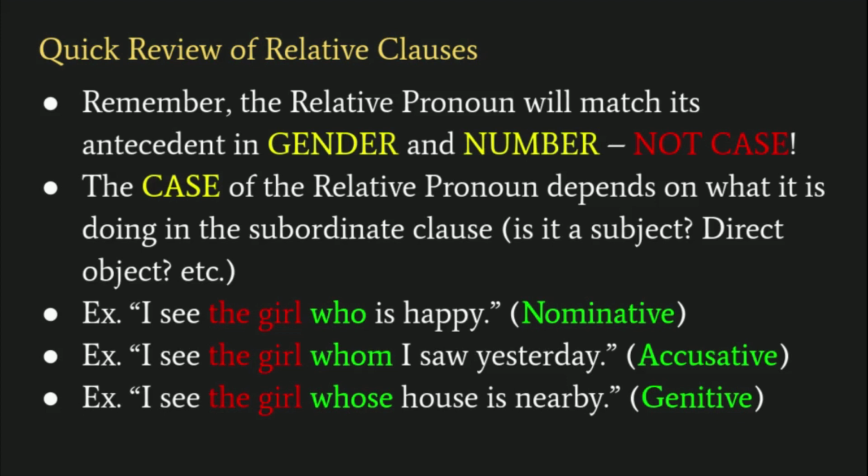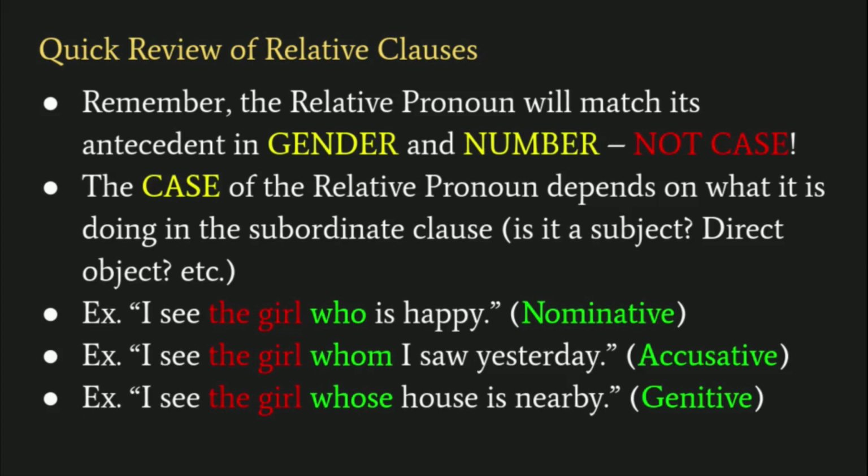What's it doing? So if we look at these three examples at the bottom, you can say, I see the girl who is happy. I see the girl whom I saw yesterday, and I see the girl whose house is nearby. Who, whom, and whose are all relative pronouns. They're setting off relative clauses, and they're all describing the girl. So every one of these is going to be feminine and singular. That's the gender and number of the girl. It would be puellam if we were looking at Latin.